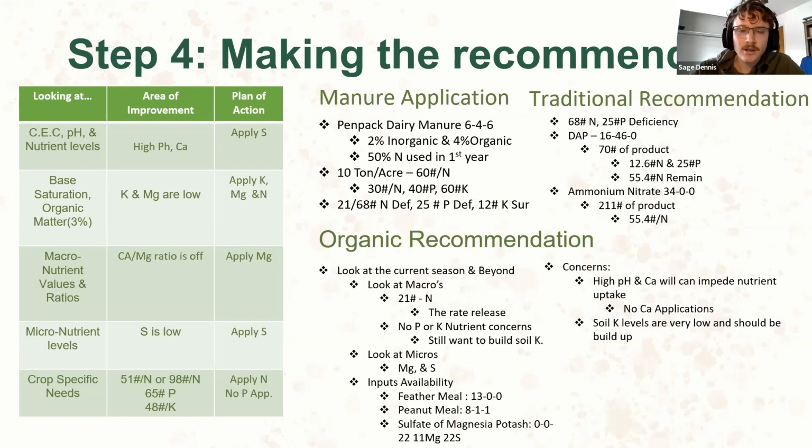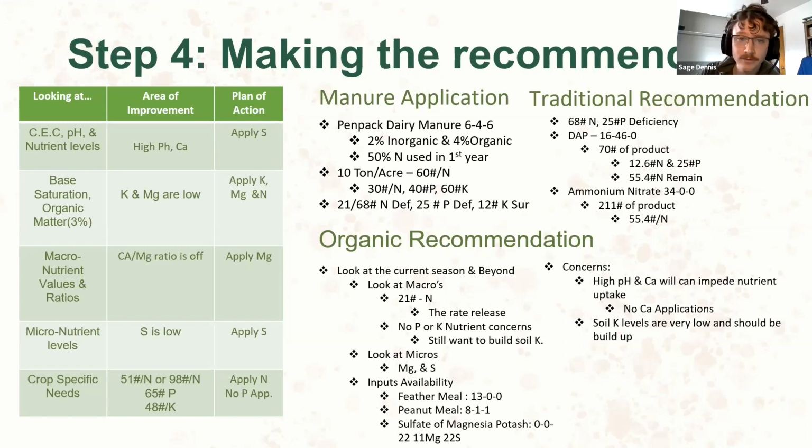And various studies, Penn State, Cornell, both kind of reached the general consensus, or it's an accepted fact, pardon me, that about 50% of the total nitrogen that you apply in a manure application is going to be utilized in that first year. So we're going in at 10 tons to the acre, and that is going to yield us 60 pounds of nitrogen total, but it's going to yield us this growing season 30 pounds of nitrogen, 40 pounds of phosphorus, and 60 pounds of potassium.